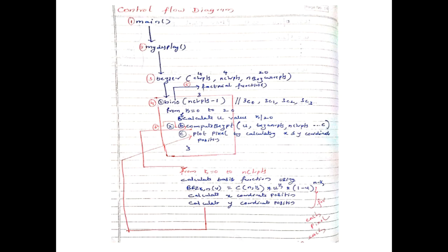Whatever the compute Bezier point function returns, that result is stored in this variable called C. So we are using a pointer here. The C I have written is a pointer.